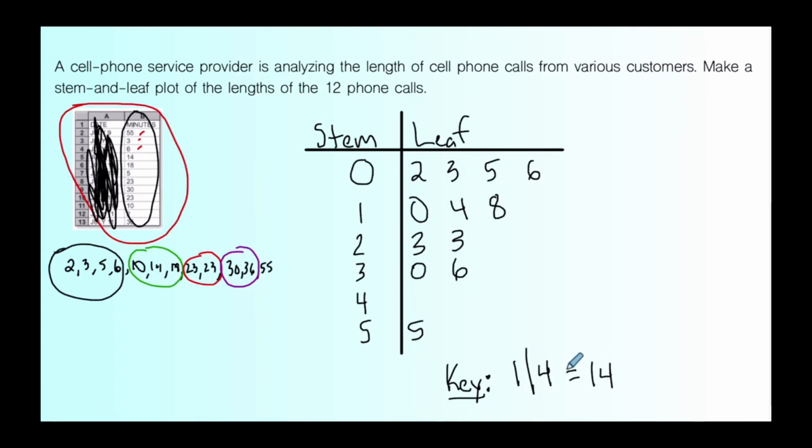Why do you need a key, some of you might be asking? Well, what if we were talking about numbers that were, I don't know, decimals? What if this actually stood for 1.4? Or what if you had numbers in the hundreds or whatever? I could say a ton of things. The key is very important because it lets the reader know what type of numbers they are analyzing and looking at.